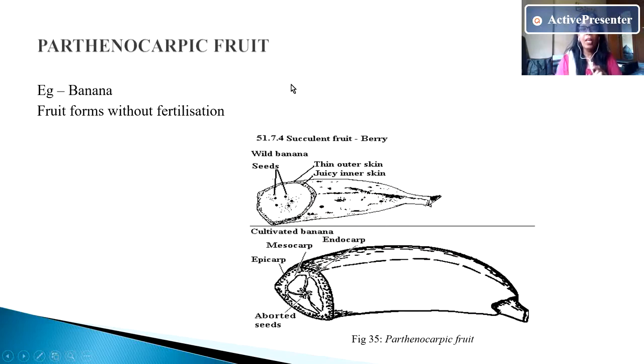And parthenocarpic fruit, for example banana, forms without fertilization. The small black colored structures you can see inside the banana are the abortive ovules, what we can call wild banana seeds. There is a thin outer skin and a juicy inner part in cultivated banana: epicarp, mesocarp, endocarp. Here the aborted seeds, the black colored structures, you can see inside the banana. This is known as parthenocarpic fruit, fruit formed without fertilization.